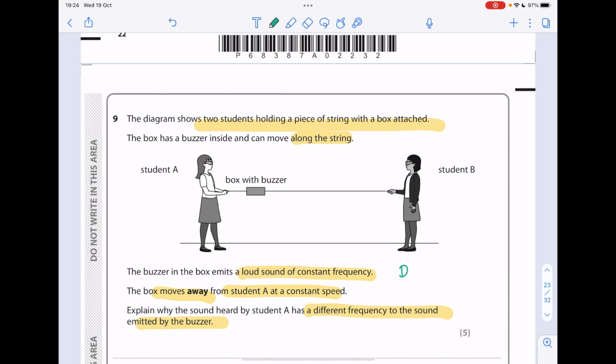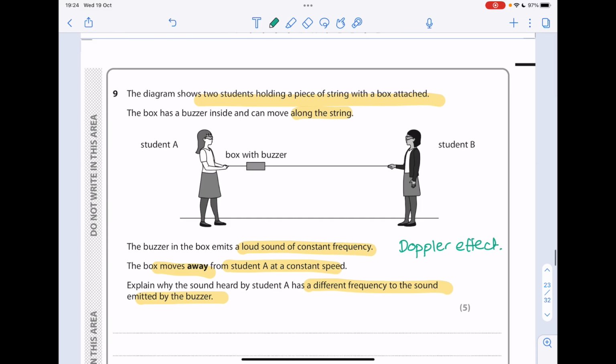Doppler effect. This is really all about why ambulance sirens sound different when the ambulance passes. If we look at the frequency of the wave, when the box moves away, its sound wave will be stretched. And therefore we have a longer wavelength, which means we have a decreased frequency. And remember, frequency and pitch are linked, so we'll have a decreased pitch.